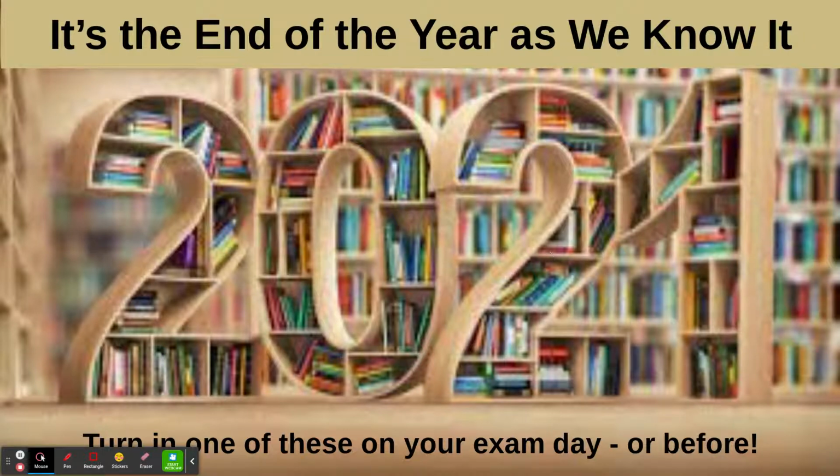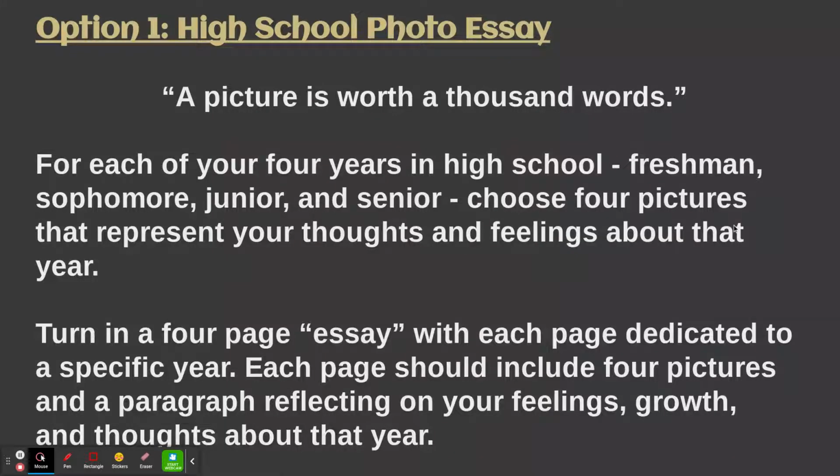All right, this is called a choice project because you have a choice about which one of these projects you would like to do. So we're going to take a look at option one. Option one, you'll create a photo essay, a high school photo essay. And for each one of your 4 years in high school, you will choose pictures that represent your thoughts and feelings about that year. And you'll turn in this 4-page photo essay, with each page dedicated to a specific year. Each page should include 4 pictures and a paragraph reflecting on your feelings, growth, thoughts about that year.